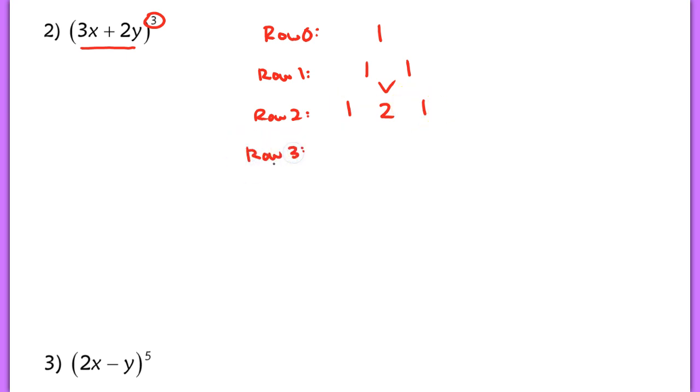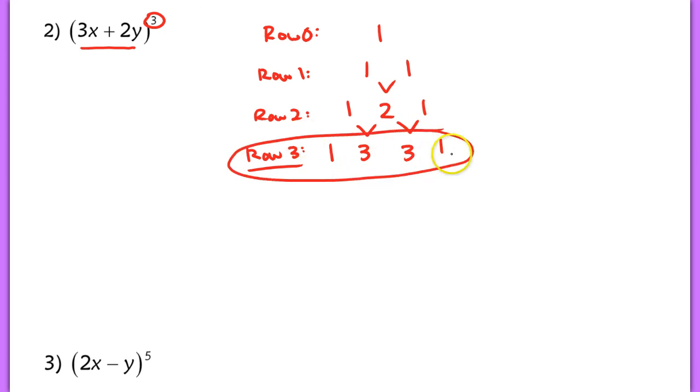Then we need to get to row 3. So row 3 is what we're looking for. It's going to start with 1. We add 1 and 2 to get 3. We add 2 and 1 to get 3, and then we end with 1. So this is the row that we're looking for, and this will give us the coefficients of the terms of this binomial expansion. So let me erase everything else.